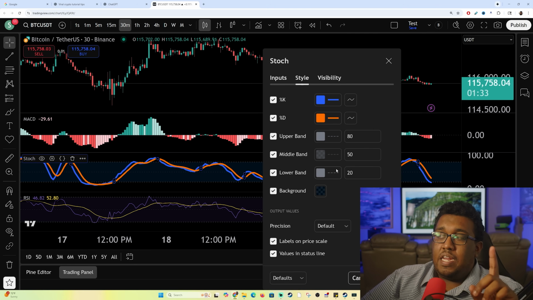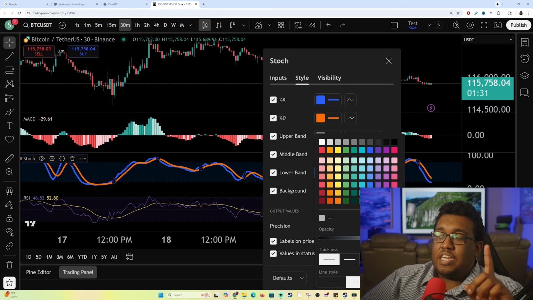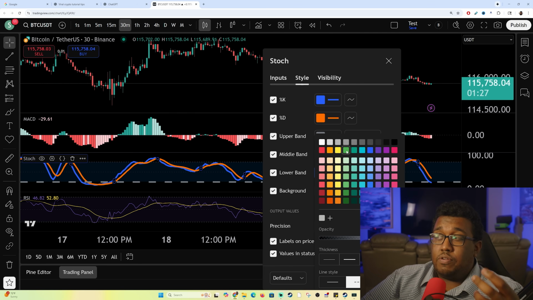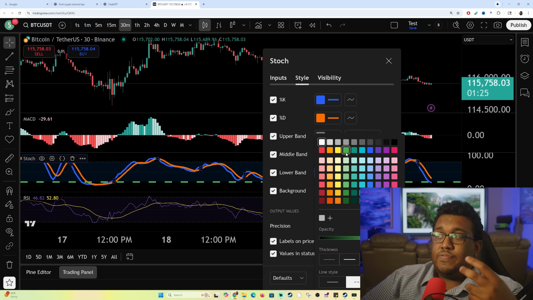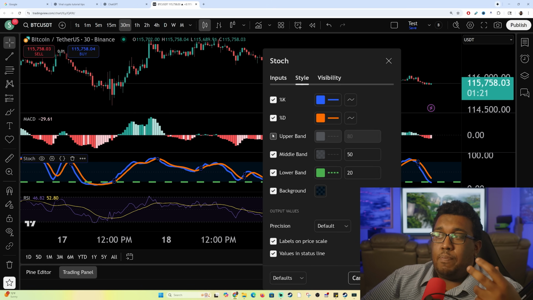Go to the lower band right here, and I want you guys to actually make this thick. For me, I prefer to have this a little bit of a brighter color, so green or white. For this video, it's going to be green because of how we're going to be buying. And then I want you guys to get rid of the upper band and the middle band because you guys are not going to need them at all for this. I'm making this as simple as possible for you guys.